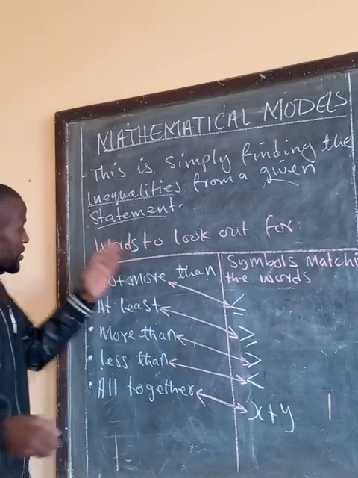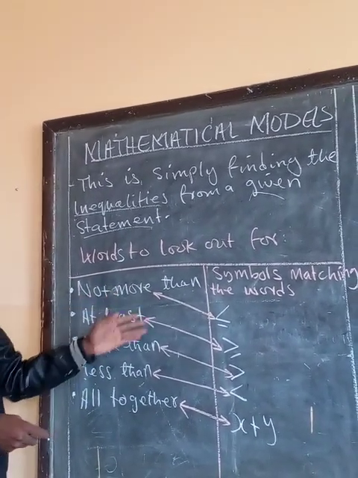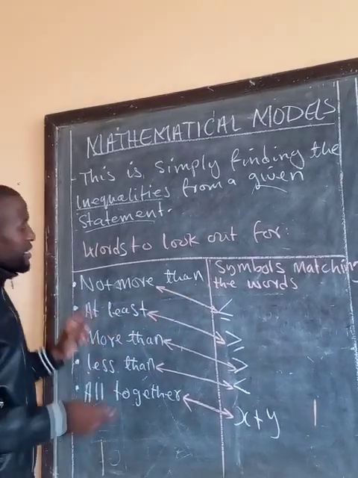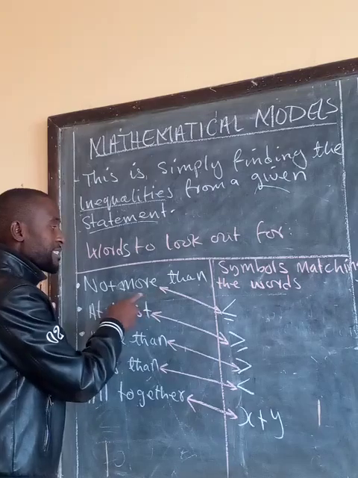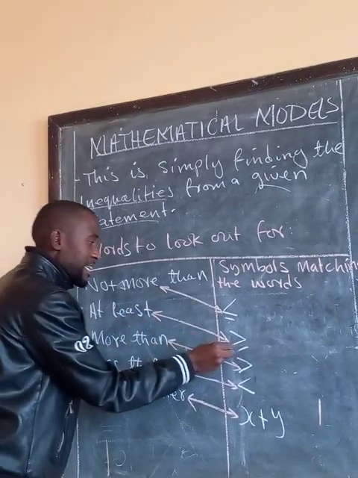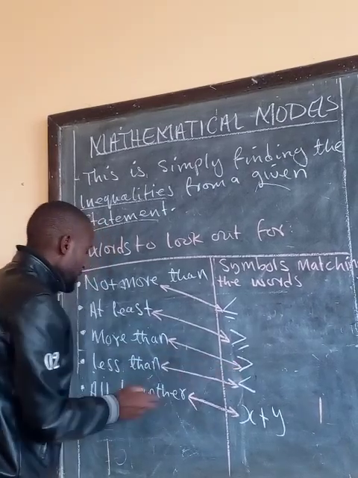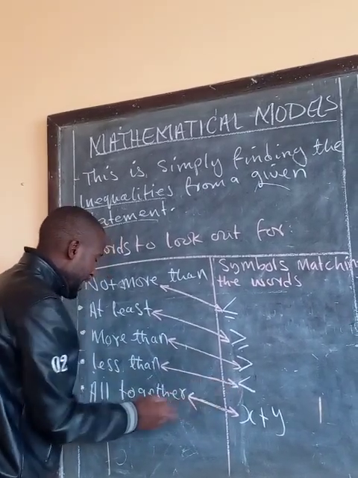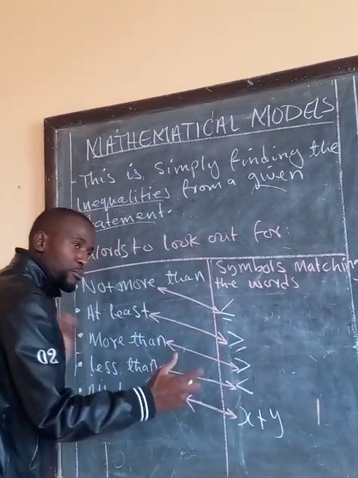So that's what these words mean. And now, what symbols represent these words? When it says not more than, the symbol that represents it is less than or equal to. At least is greater than or equal to, more than is greater than, less than is less than, and altogether simply means x plus y. Add them together.